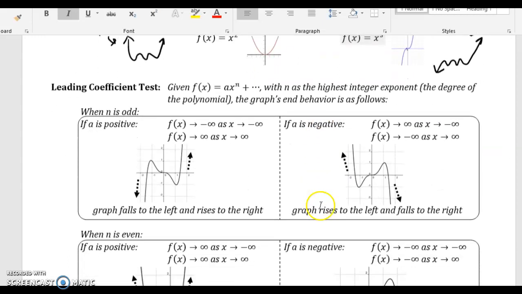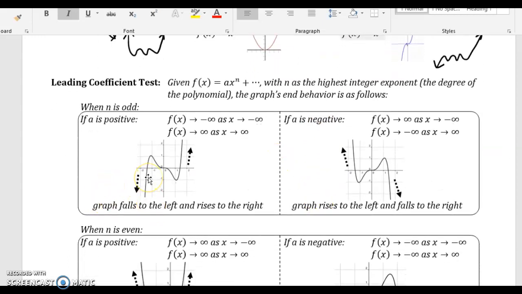Leading coefficient test. These are just some things to remember. We're describing end behavior. What does that mean? Look at the graph. We don't care what happens in the middle. We only care what happens on the edges. So what happens as you go to the left of this graph? It's going down. So as you go to the left, the graph goes down.